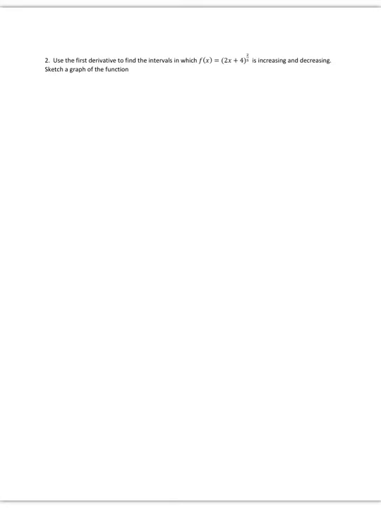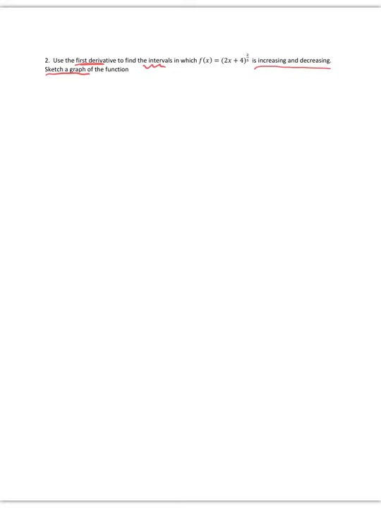Right, this is example number 2 from our first day of notes for chapter 5. Again, we are going to be using the first derivative test so that we can sketch a graph of the function. We're going to do that by finding the intervals on which it is increasing or decreasing.